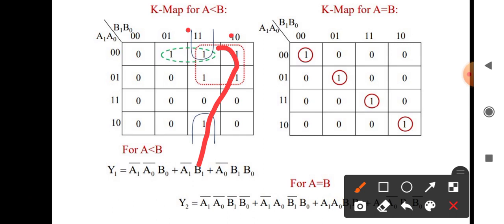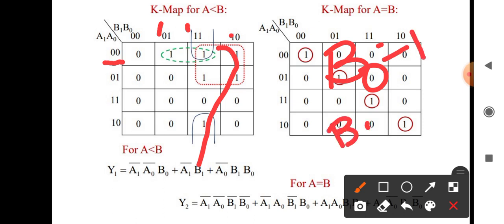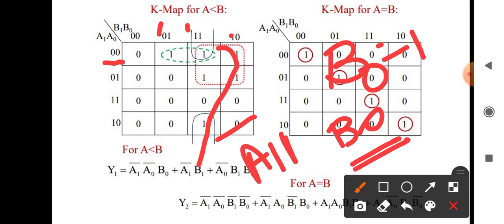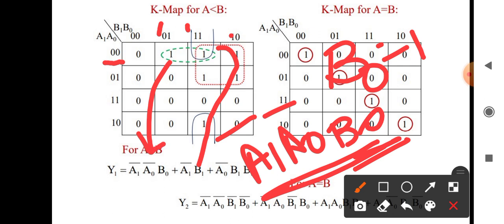So next simplification is this one, 1 1. So a1 a0 and 0 1 0 1. So this b1 should be neglected, and we can take b0. So what is the value of b0? That is equal to 1, that is b0 itself. Next, what is the value of a1 a0? It is complement. So a1 complement into a0 complement into b0. That is the simplification of this one.